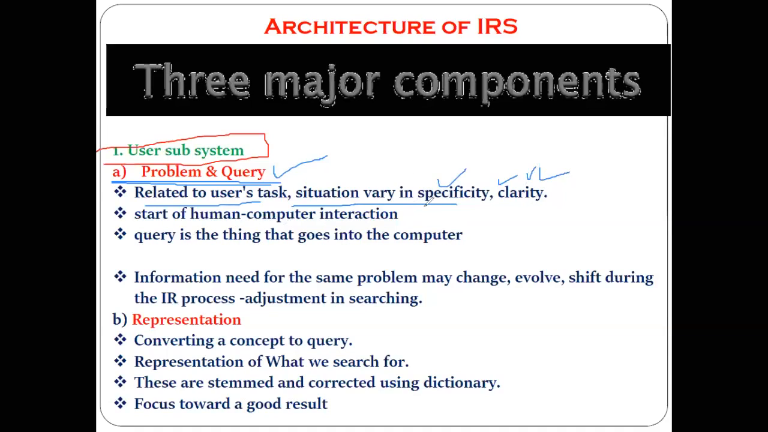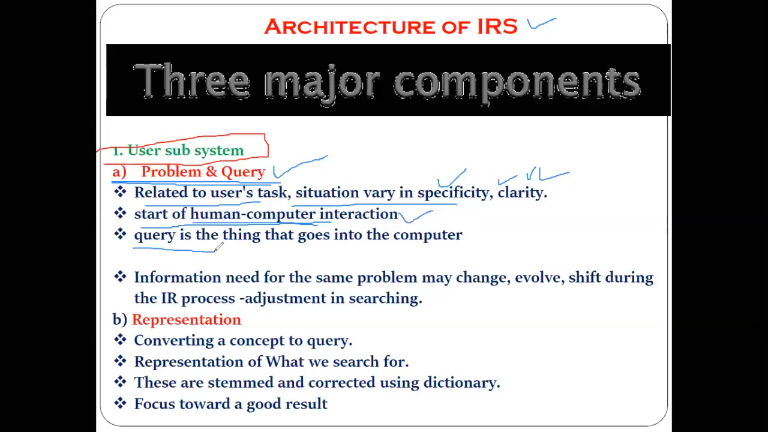So the results that you are going to get from the information retrieval system also depend on the clarity of your query, what the problem is, what kind of question you are asking, and the way of searching for a particular topic on that search engine. In this first component of the user subsystem, the problem and the query, the actual interaction between the human and the computer starts when you type something on, for example, the Google search engine.